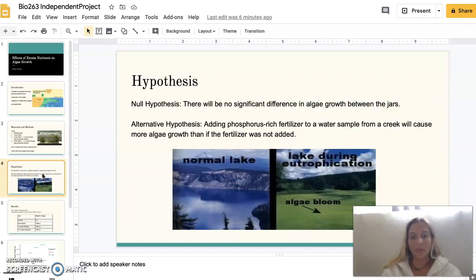So my hypothesis, the null hypothesis, is there will be no significant difference in algae growth between the jars. And the alternative hypothesis is adding phosphorus-rich fertilizer to a water sample from a creek will cause more algae growth than if the fertilizer was not added. And in this photo here, you can see a lake before and after eutrophication happened. So that's the algae bloom, and that's without the algae bloom.